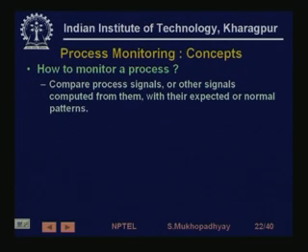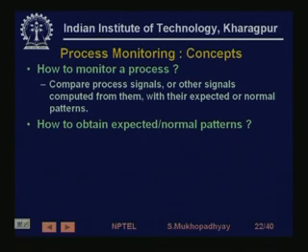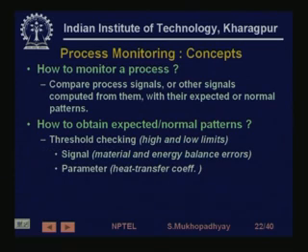So, as I said, to monitor a process, you compare a process signal, or some other signal derived from it, with its expected or normal pattern. So, the expected or normal pattern you have to calculate. Then how to obtain expected or normal patterns? Either by checking threshold high and low limits, which you have already set, or by checking material and energy balance errors.